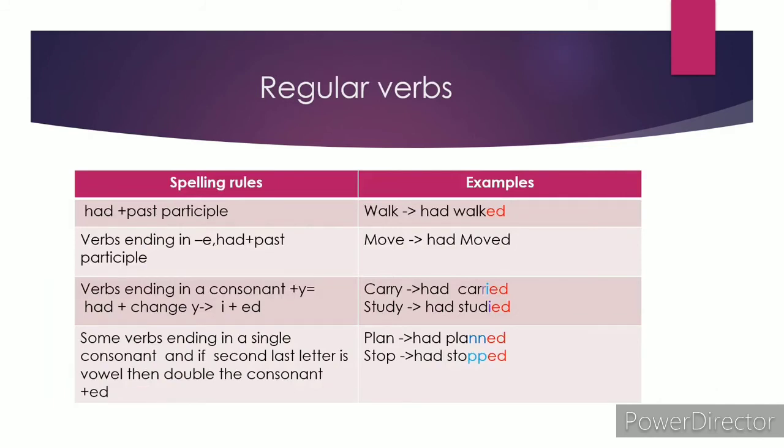Now we shall see how to formulate the past perfect tense using some regular verbs. The rules: had plus past participle. Example, walk, had walked. Verbs ending in E, had plus past participle. Move, had moved.